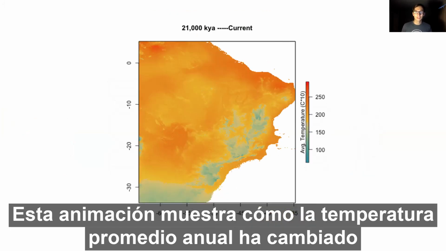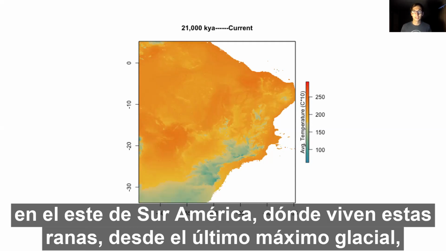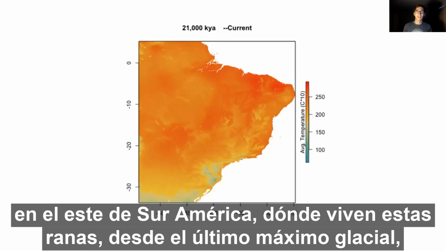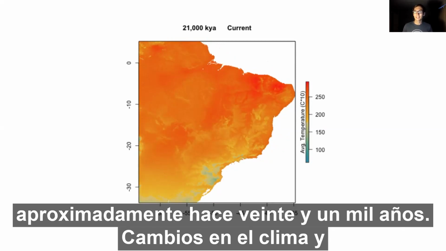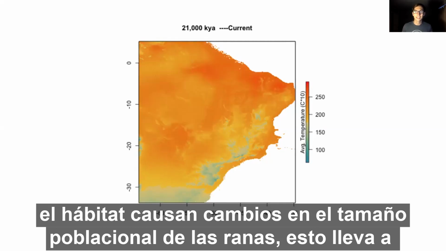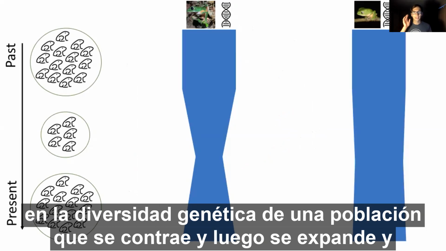This animation shows how average annual temperature has changed in eastern South America, where these frogs live, since the last glacial maximum, around 21,000 years ago. Changes in climate and habitat cause changes in the population sizes of frogs, which lead to changes in their genetic diversity. This diagram represents the impact of a population shrinking, then expanding on genetic diversity.